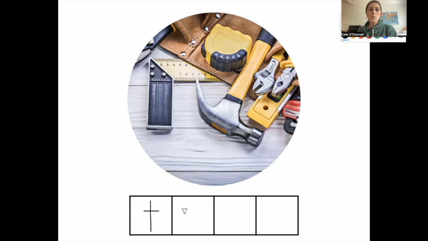What's the next sound in tools? T, ooh. O-O. What's the next sound? Tool, ol. What letter makes the ol sound? The letter L. And what's the last sound in tools? Z. Sounds like a Z, but it's not. It's the letter S making that Z sound.